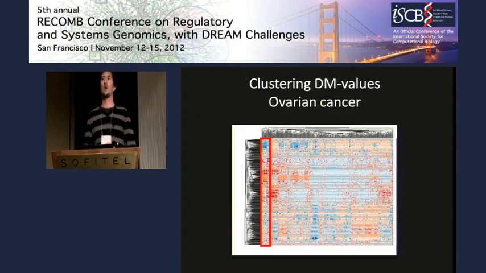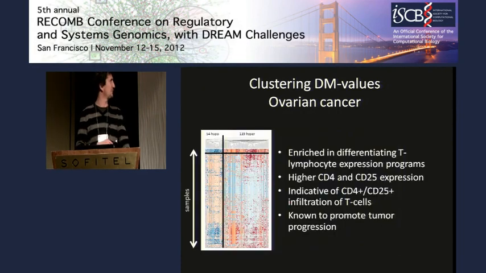Next, we also found a small subgroup, a new subgroup in ovarian cancer. And this subgroup was characterized by 54 hypomethylated genes and about 140 hypermethylated genes. And these were genes that were enriched in differentiating T lymphocytes expression programs. We also found that these patients had higher CD4 and CD25 expression. So this was indicative of patients that have high infiltration of T cells that are characterized by these 2 markers. And this is known to promote tumor progression in the literature, and we could also see that these patients had a poorer survival.